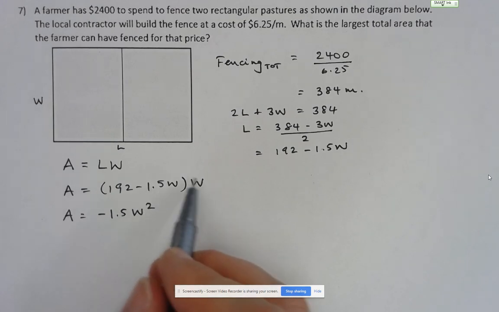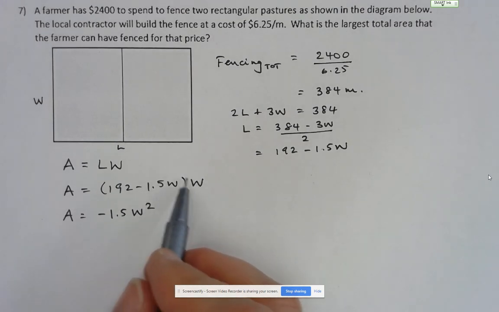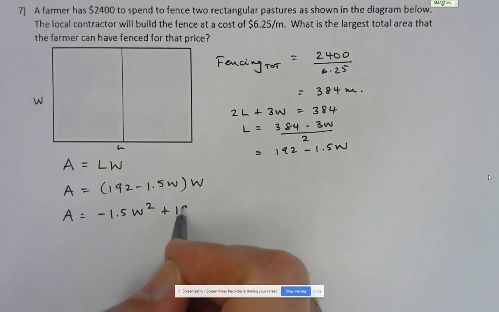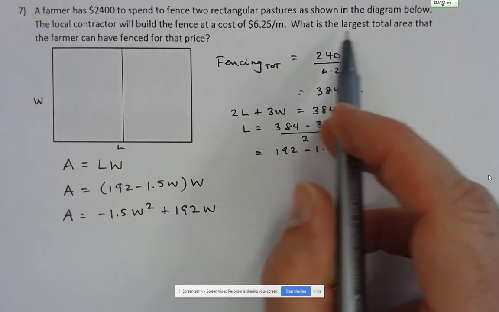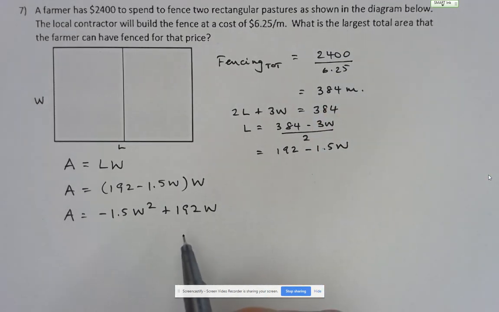So notice how I'm choosing to put this one first. Okay, and then of course plus 192 W. All right, and let's take a look at what they're looking for. They want the largest total area, and so that's what I'm going to find.